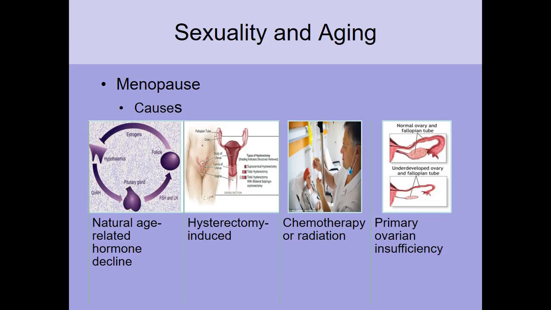The natural age-related ones are what I'm going to focus on. The other three can happen at any age, and usually the hysterectomy, the chemotherapy, and the primary ovarian insufficiency will be treated with hormones, oral hormones or patches or something like that, whereas age-related hormone decline is not automatically treated. It's a normal stage of life.